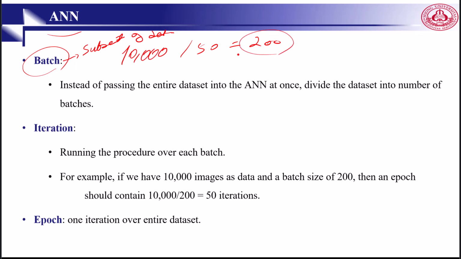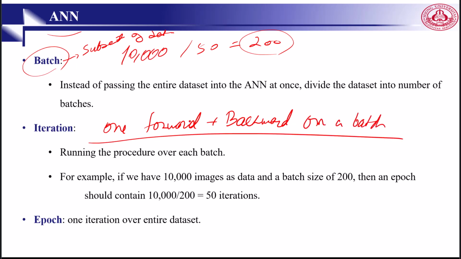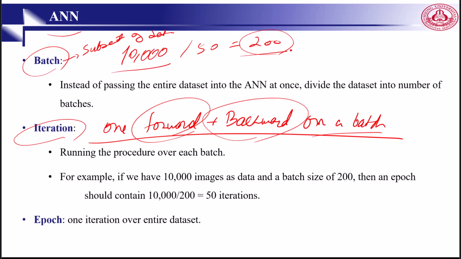Then we have iteration. Whenever we have one forward plus one backward on a batch, then we call it one iteration. What is forward, what is backward, we will study later, right? So when we have one forward and one backward on each batch, we call it one iteration. So if we have 10,000 and our batch size is 200, then we need 50 iterations.